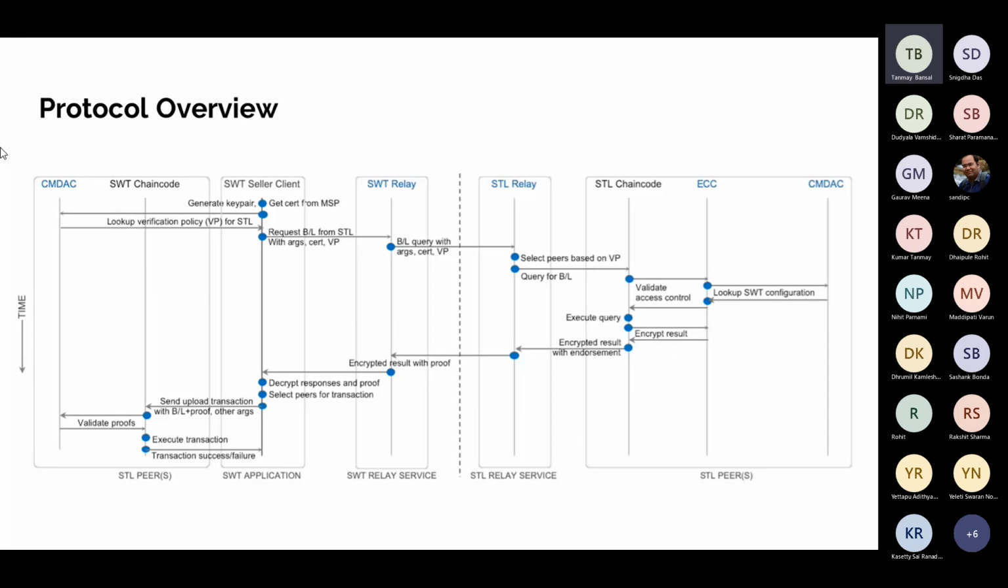Now the encrypted result with proof, which is the SWT relay, is now sent back to the SWT seller client, and if it is acceptable, then it will send an upload transaction with bill of lading and proof and other arguments, and then it will validate the proofs, and finally it will be executed in the transaction, and then the transaction would succeed or fail depending on whether all the different conditions are met. So that is the overall protocol, how it would work.